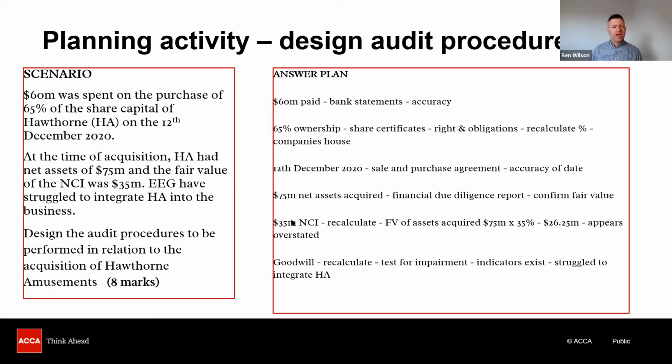So my goodwill, I'm going to recalculate any goodwill on acquisition. I'm not told what the goodwill is, but there must be some because I paid 60 million for something where I'm acquiring 65% of 75 million. So I could recalculate it. I could actually do this same calculation, 75 million times 65% and compare it to the 60 million. But anyway, I don't want to repeat myself because I've already done that for the non-controlling interest. So my goodwill, I'm going to test it for impairment because it looks like it should be written down because there are indicators of goodwill impairment.